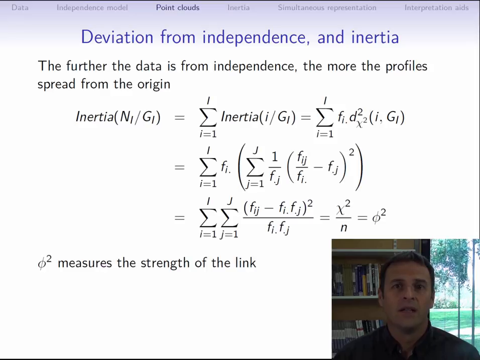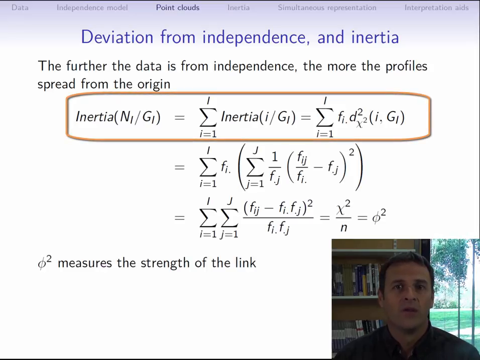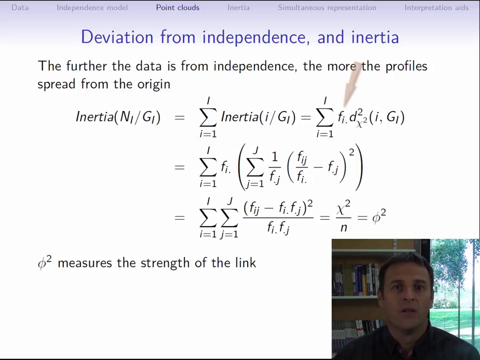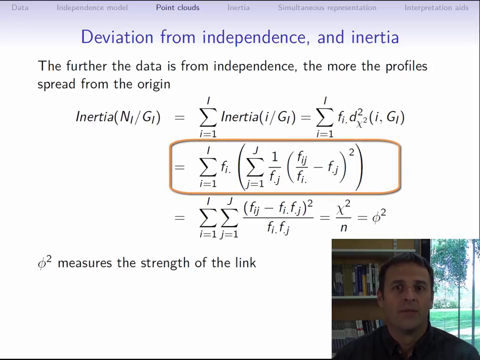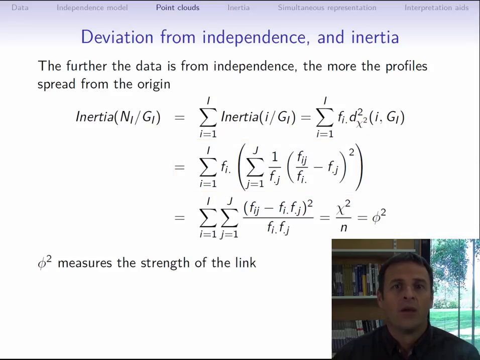Let's now calculate the inertia of the point cloud N_I with respect to its center of gravity. The inertia of a point cloud is the sum of the inertia of each point. The inertia of a point is the mass times the square of the distance to the center of gravity. So the inertia of a point i is f_i point times the square of the chi-squared distance between i and G_I. When we calculate this, we get an intermediate result, which is none other than phi squared, or if you prefer, chi squared over n.